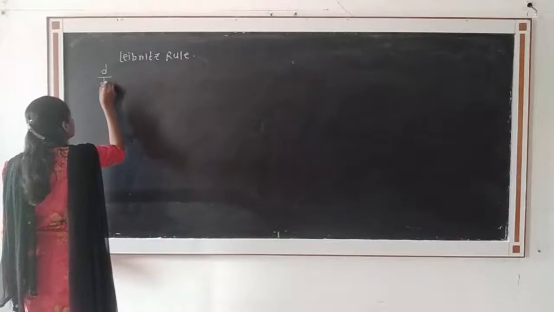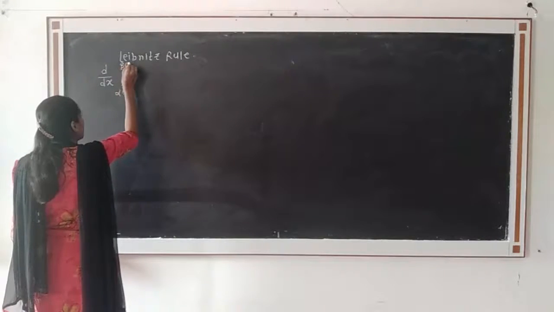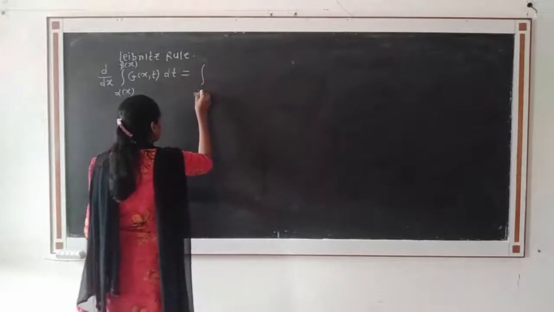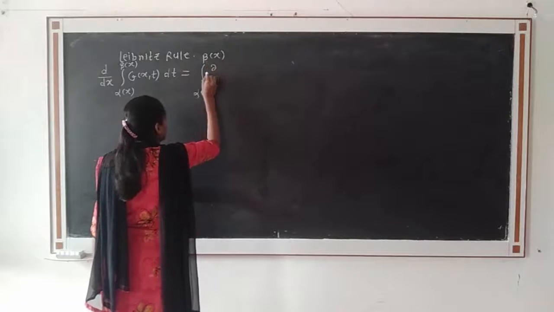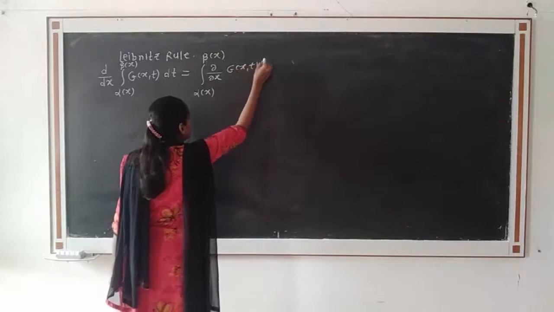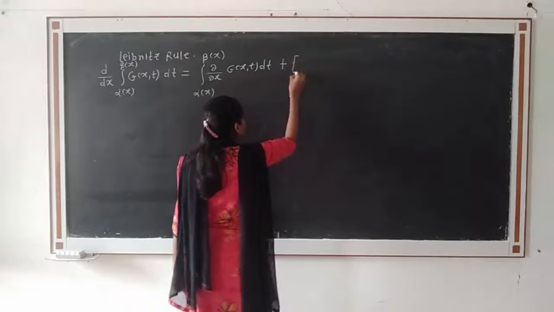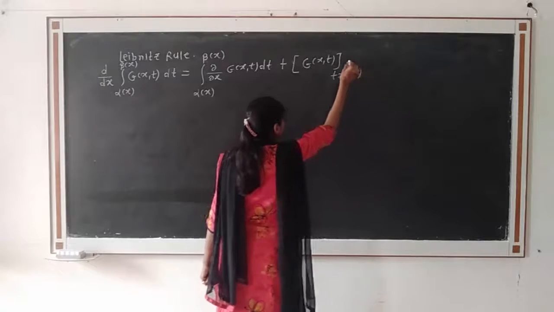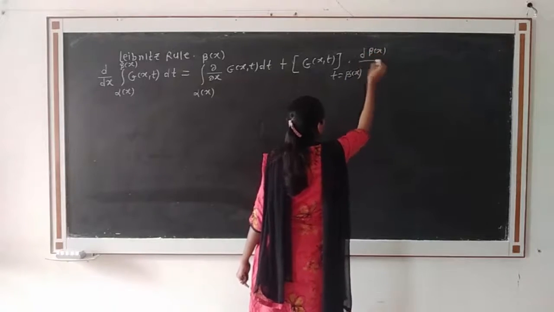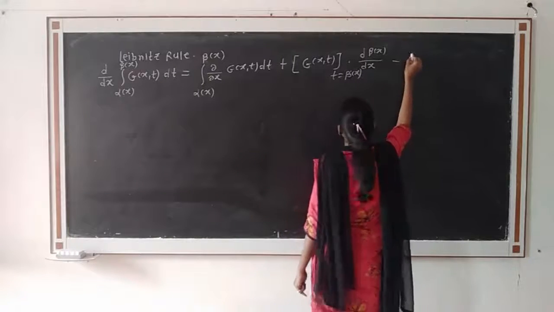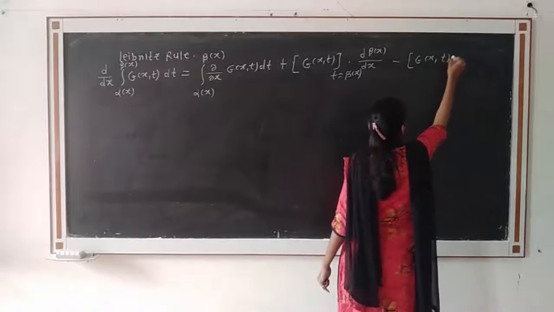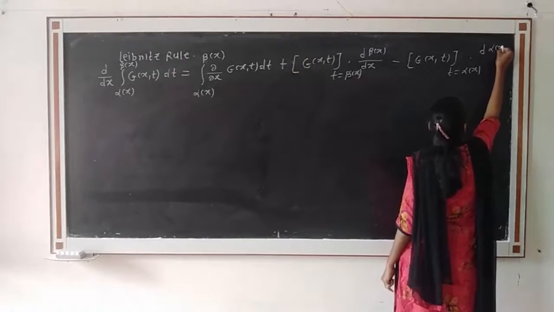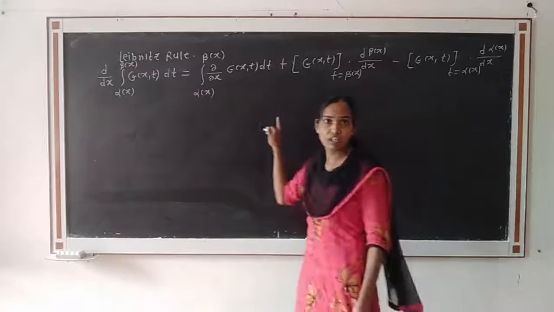The Leibniz rule is: d by dx of the integral from alpha of x to beta of x of g of x,t dt is equal to the integral from alpha of x to beta of x of the partial derivative of g of x,t with respect to x dt, plus, in bracket, g of x,t at t equal to beta of x, into the derivative of beta of x with respect to x, minus, in bracket, g of x,t at t equal to alpha of x, that is the lower limit, into the derivative of alpha of x with respect to x. This is the Leibniz rule.